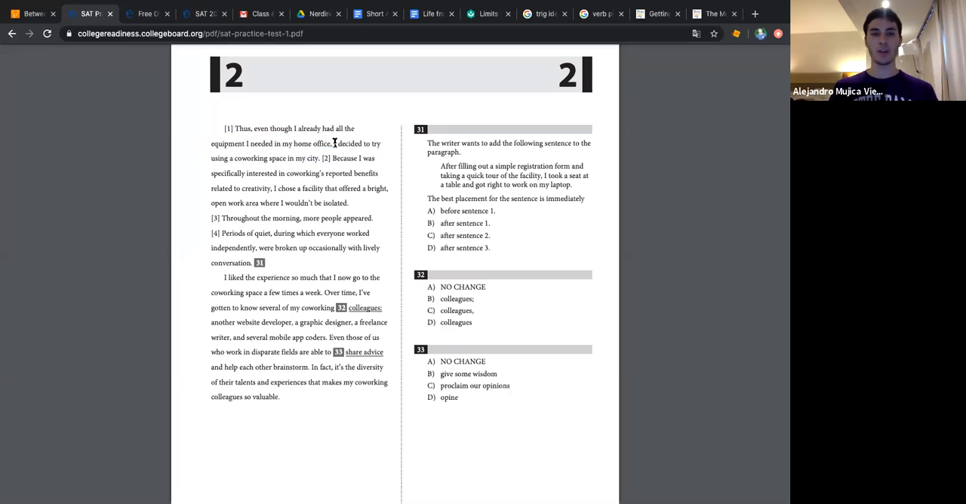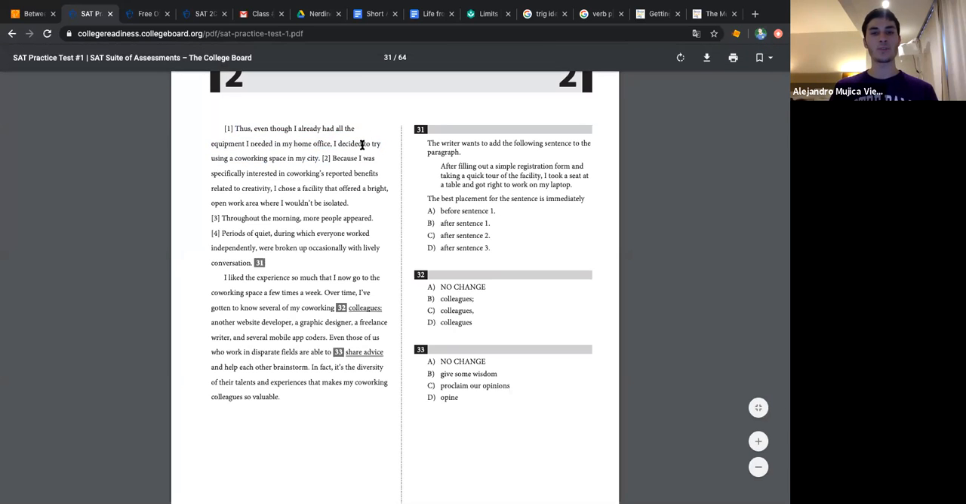So this is the key point here. I decided to try using a co-working space. Okay, so trying it out. Because I was specifically interested, I chose this. Okay, what facility did I choose? I chose a bright open work area. All of this is subordinated. So decided to try, and I chose this facility. Then throughout the morning, more people appeared.